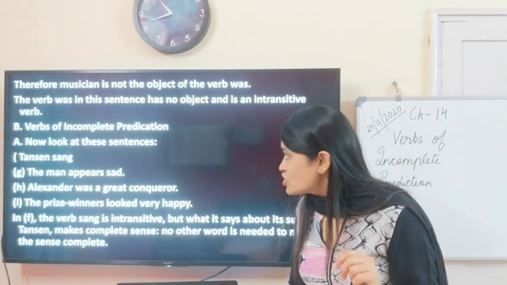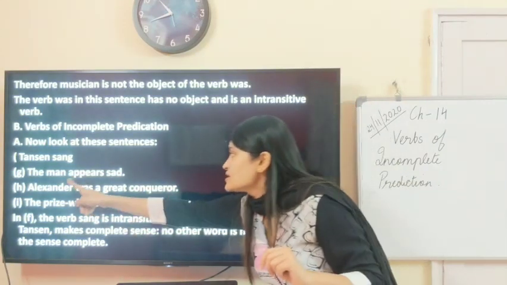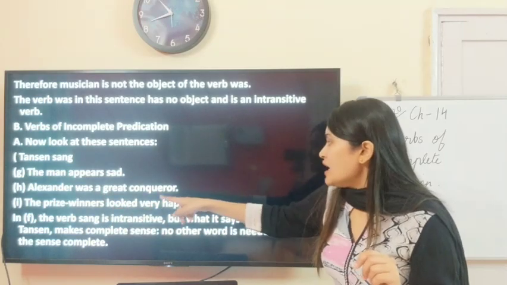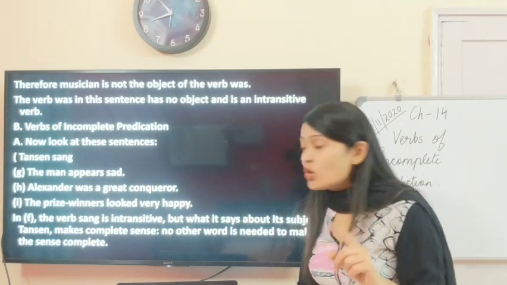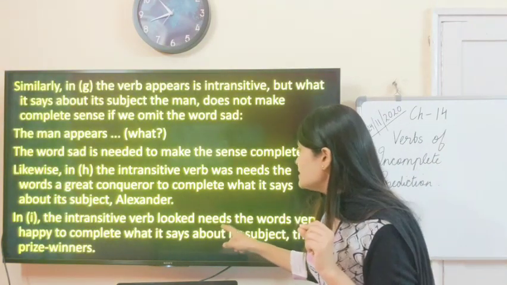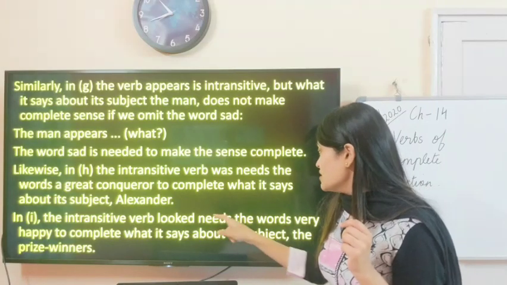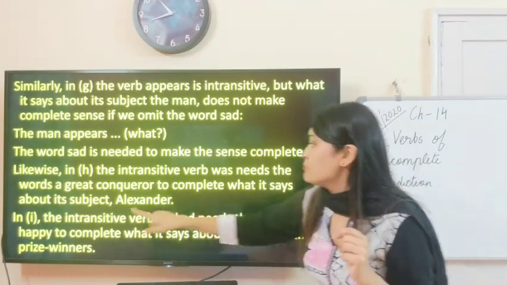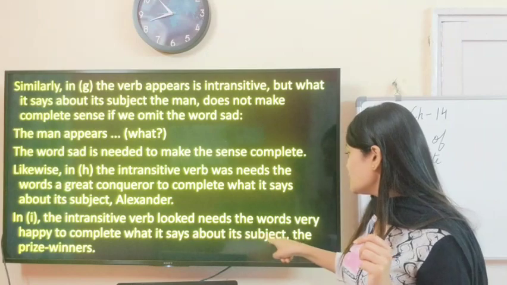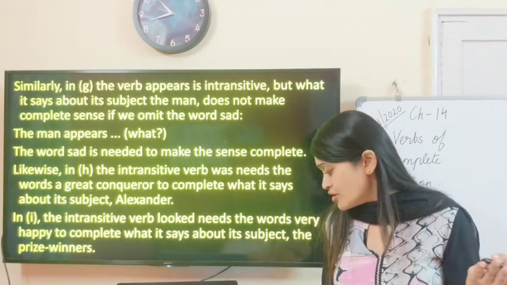In the next example, children, the prize winners looked very happy. The prize winners are the subject, looked is the verb, and very happy is not the object. These are a group of words which are basically helping us know about whom? The subject, the prize winners. The subject needs the words very happy to complete what it says about the prize winners. So what are these new words, children?